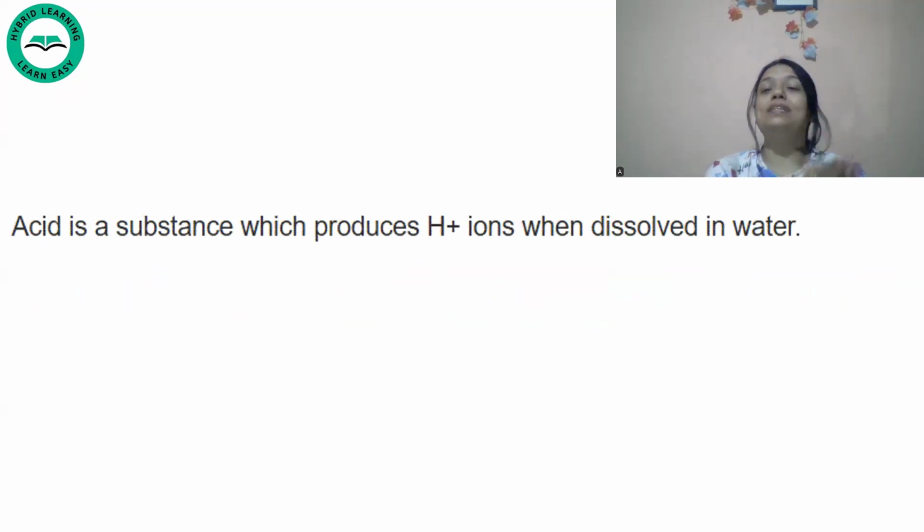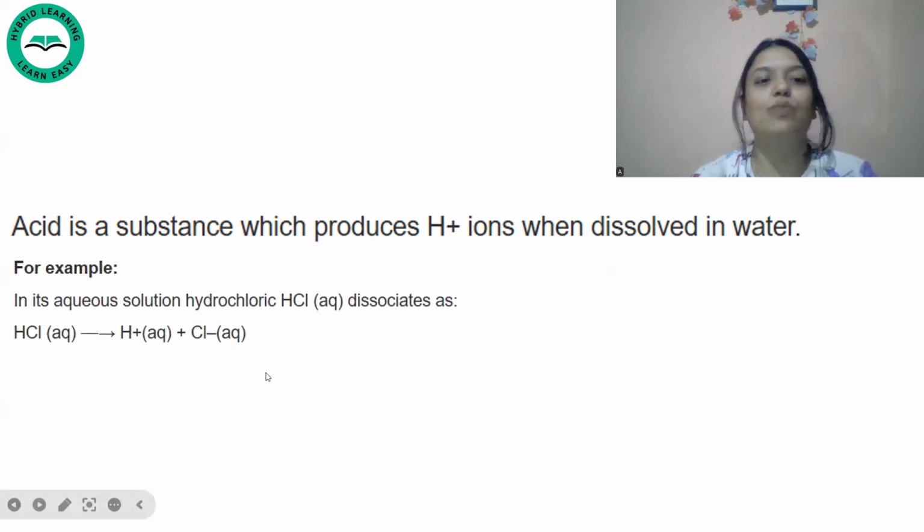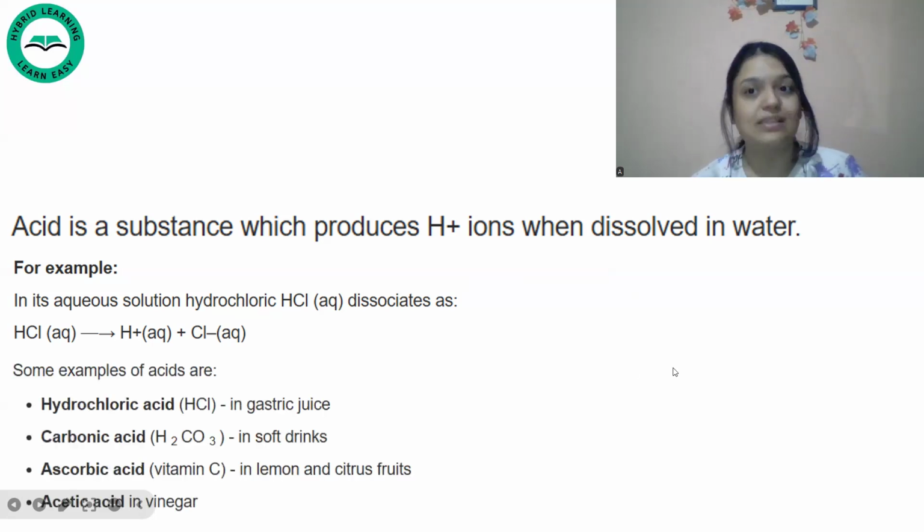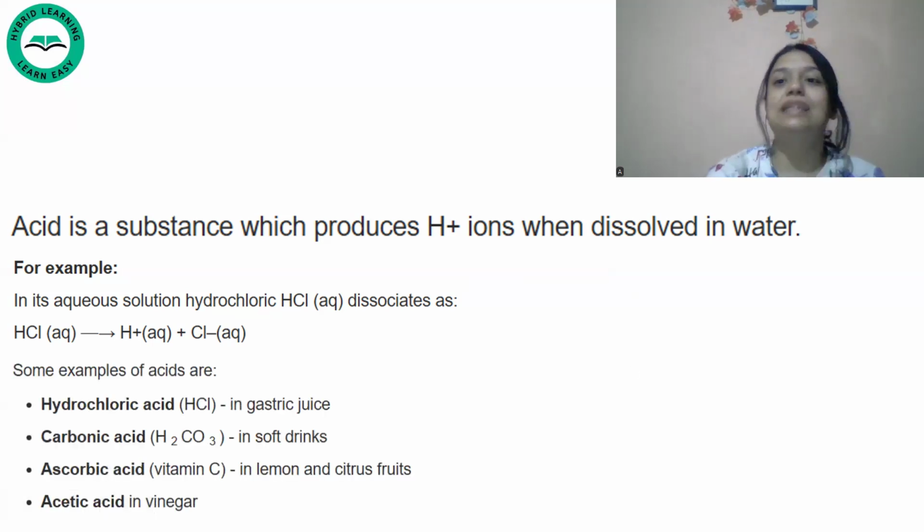Yes. So the formal definition of acid goes: an acid is a substance which produces H+ ions when dissolved in water. Let's take an example. If I take a well-known acid, hydrochloric acid, that is HCl, and dissolve it in water, it forms an aqueous solution, which I'm writing as aq. It gets split into H+ and Cl- ions. The presence of H+ ions is proof that it is an acid.